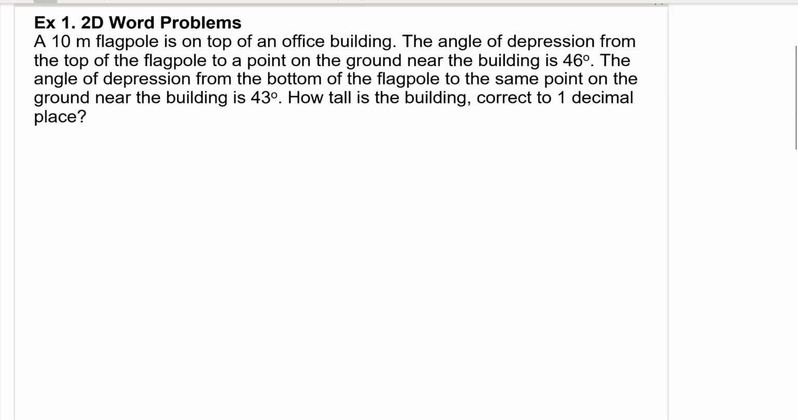Hi, so this is an example of a two-dimensional word problem you might get in grade 11 trigonometry. I have a 10-meter flagpole on top of an office building. The angle of depression from the top of the flagpole to a point near the ground is 46 degrees. The angle of depression from the bottom of the flagpole to the same point on the ground is 43 degrees. I'm asked how tall is the building, correct to one decimal place.